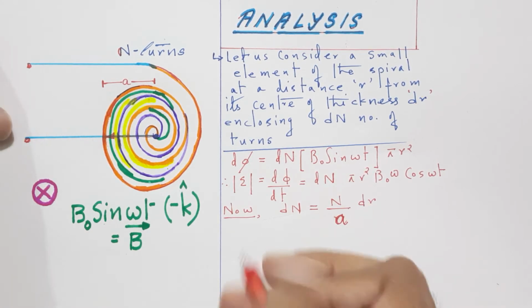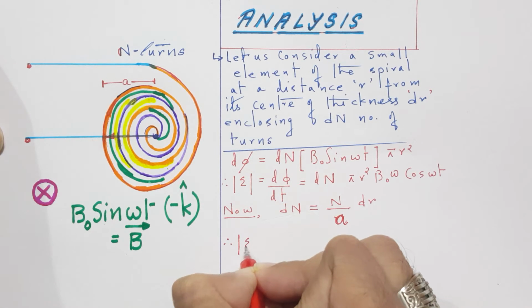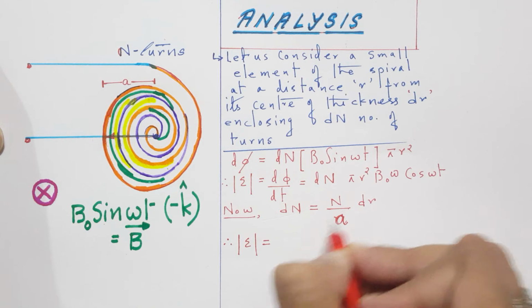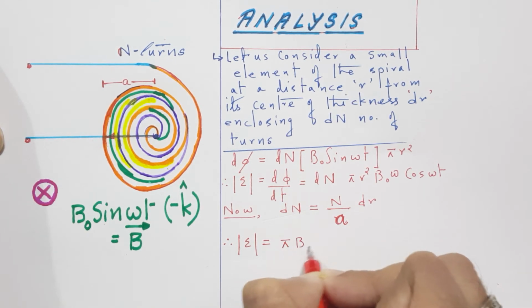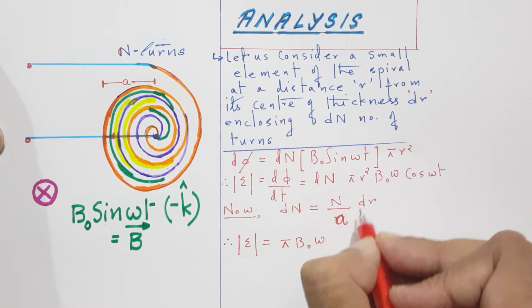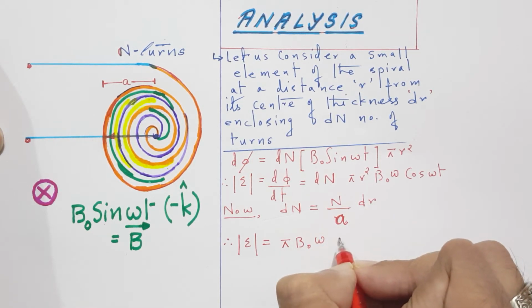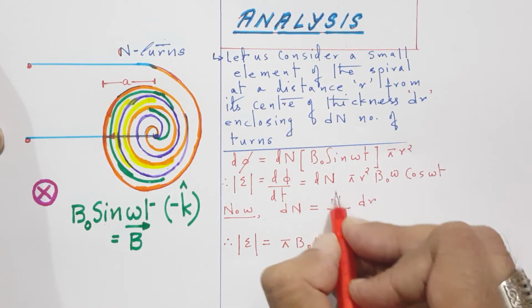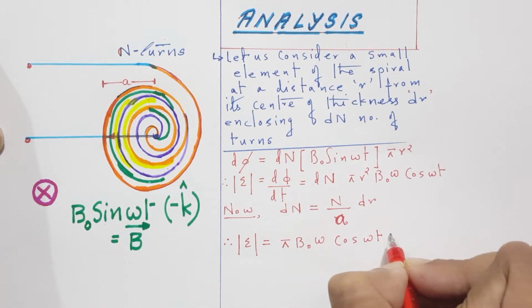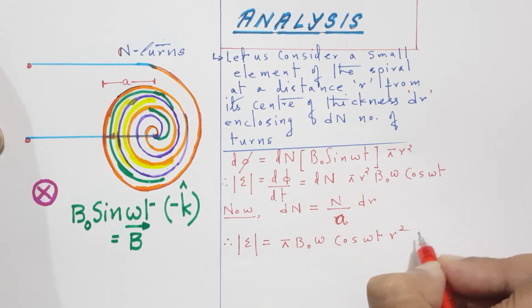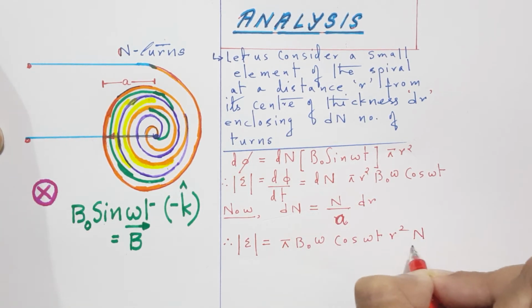Now you put this value. So therefore what do we get? So what can we write? We can write N by a. See, let's take the constants. Pi B0 omega, we have r squared, right? So pi B0 omega cos omega t is also there, and then what else can we bring? Say some r squared is there, pi B0 omega cos omega t r squared, then dn is N by a multiplied by dr.